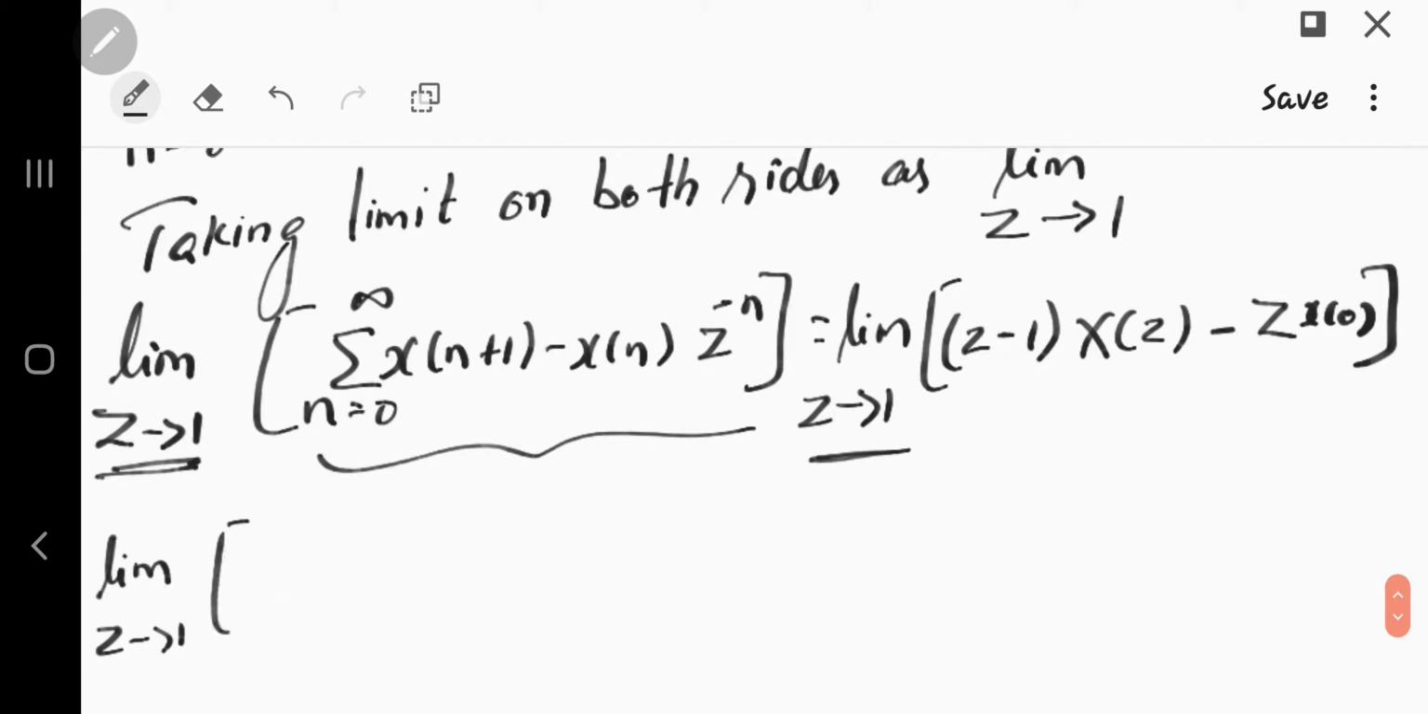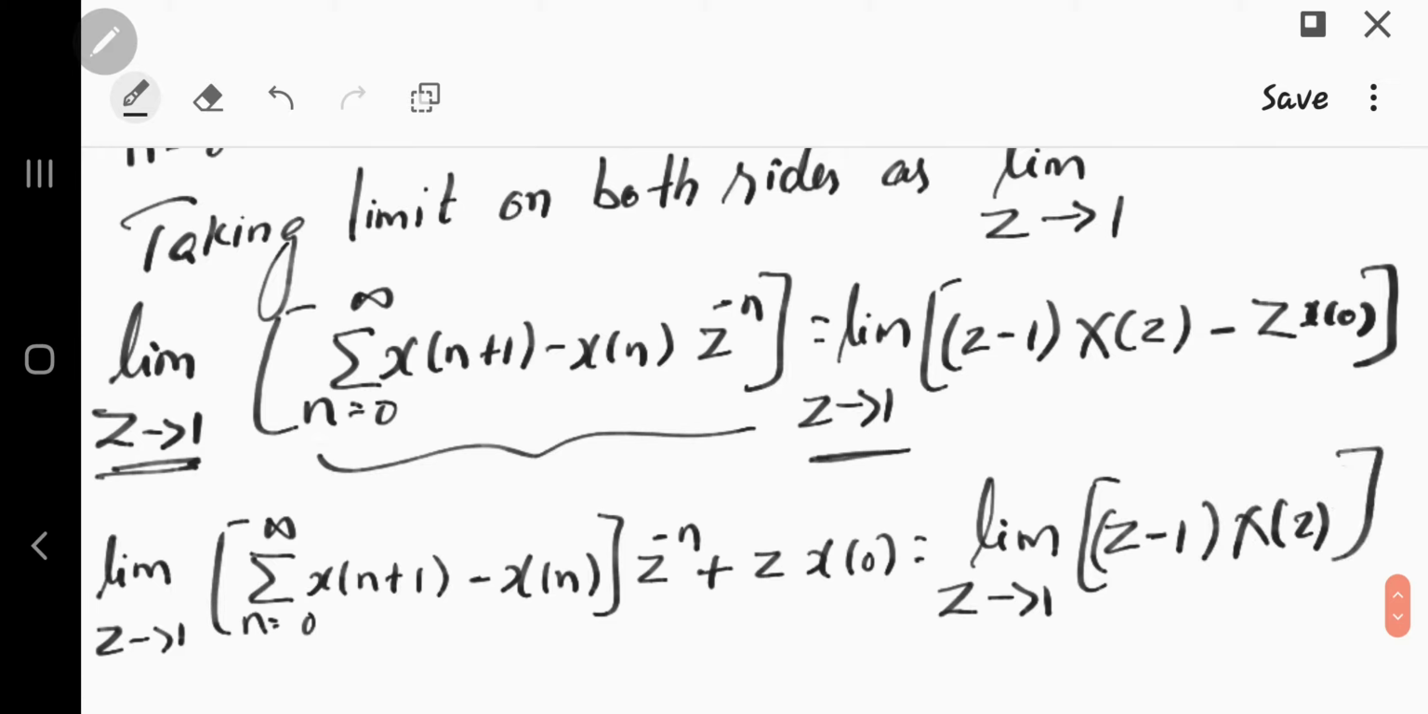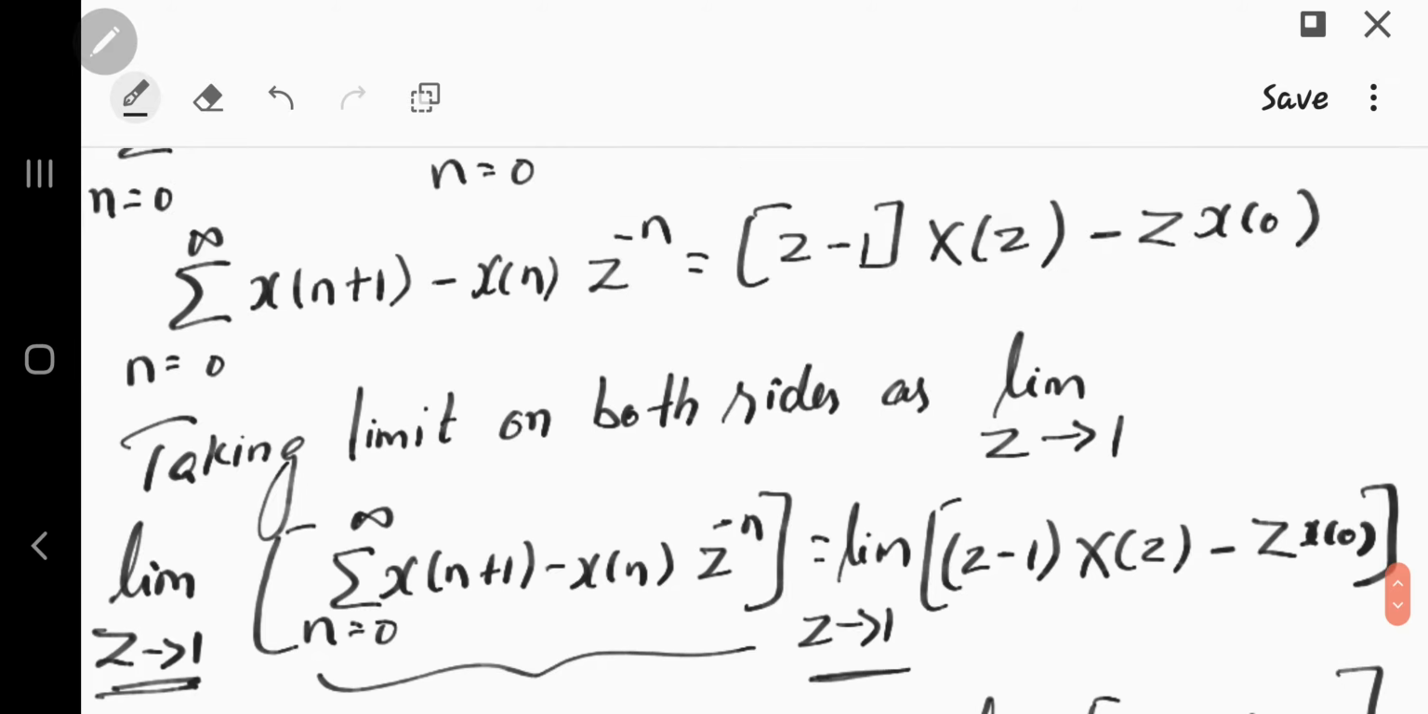Rearranging this, we'll end up with limit z tends to 1 of summation n is equal to 0 to infinity of x of n plus 1 minus x of n, this whole term times z to the power of minus n, plus z into x of 0, which equals limit z tends to 1 of (z minus 1) into X of z.